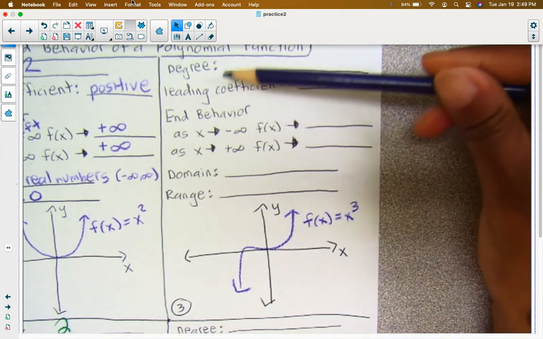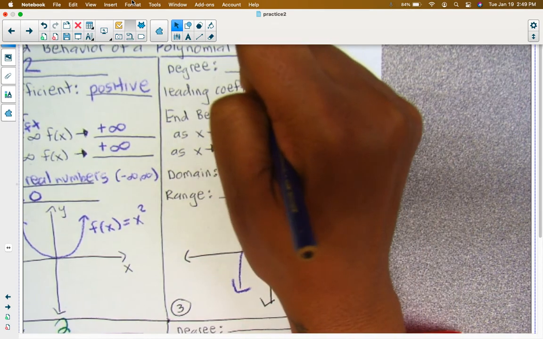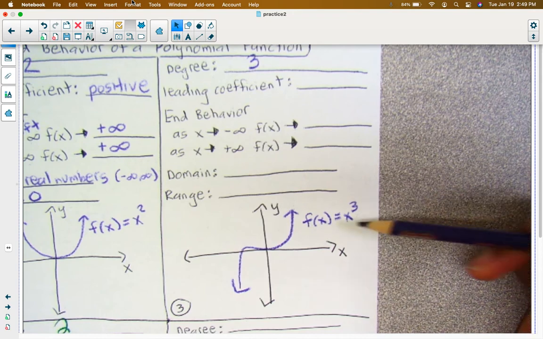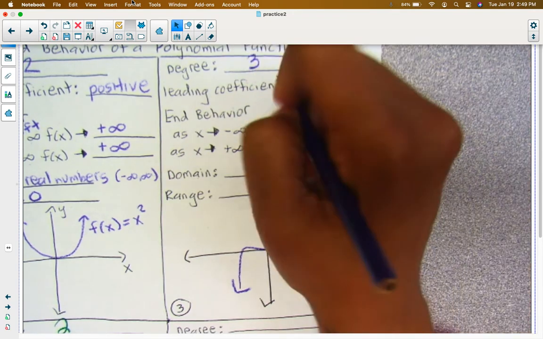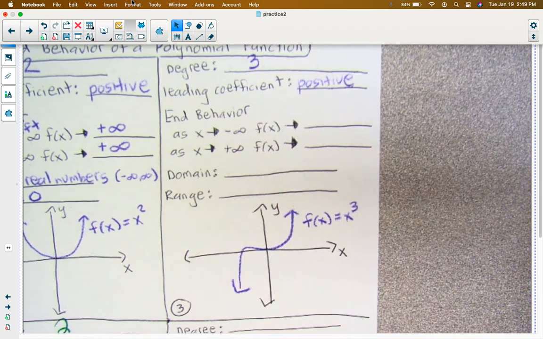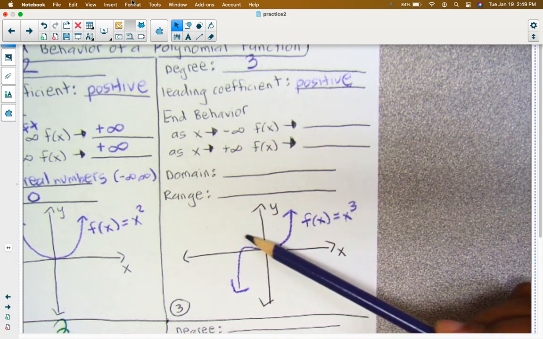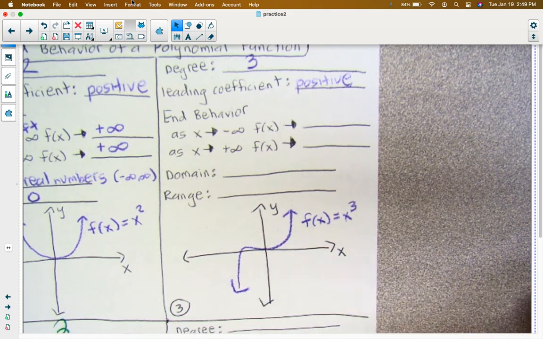Your degree is the highest exponent, 3. I can see that from my equation, and I also can see it from the shape of my graph. The leading coefficient is positive because on the right-hand side it's going up. End behavior, what's happening on the left side of your graph? It's going down, so my end behavior is negative infinity.